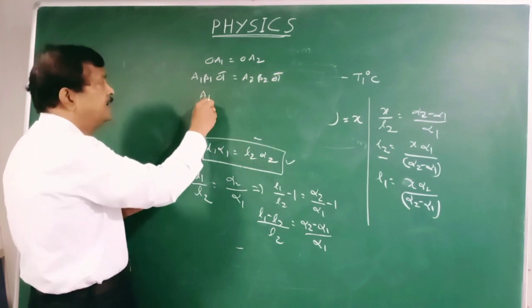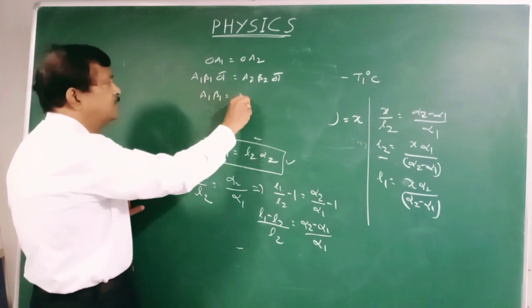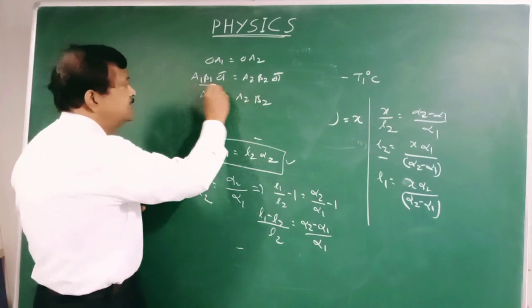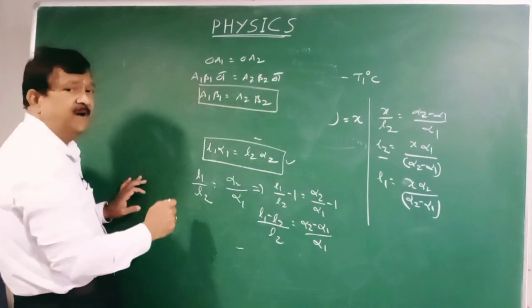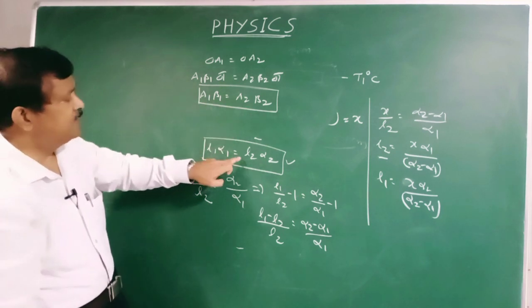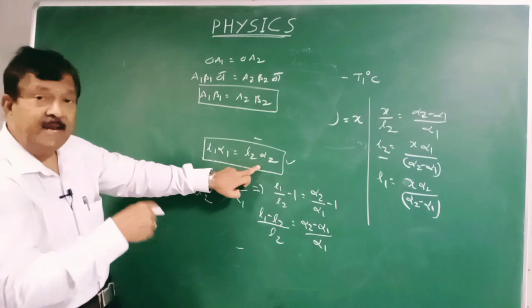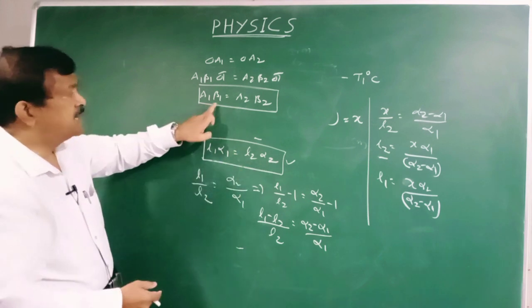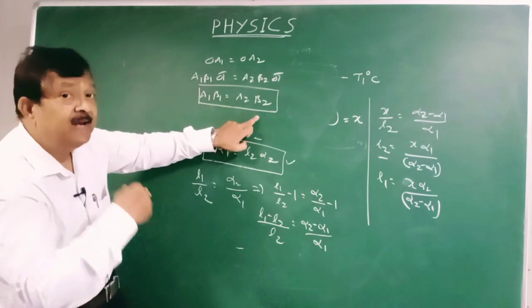Then you can write A1 beta 1 equal to A2 beta 2. This gives a condition for equal expansion of area. L1 alpha 1 equal to L2 alpha 2 is the condition for equal expansion in length, and this is the condition for equal expansion in area.